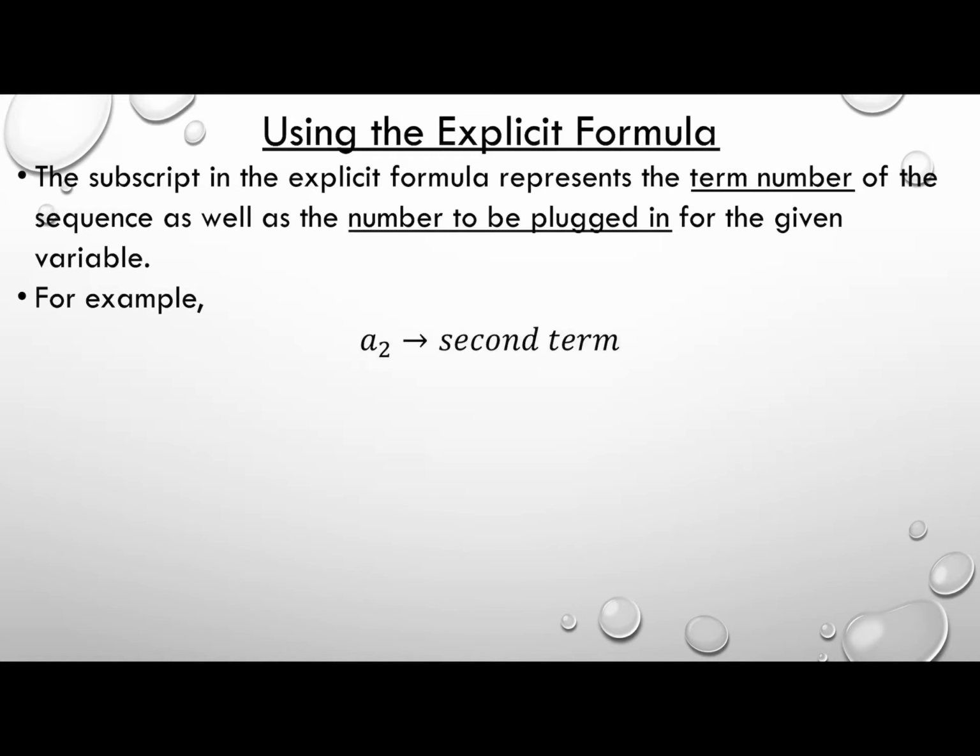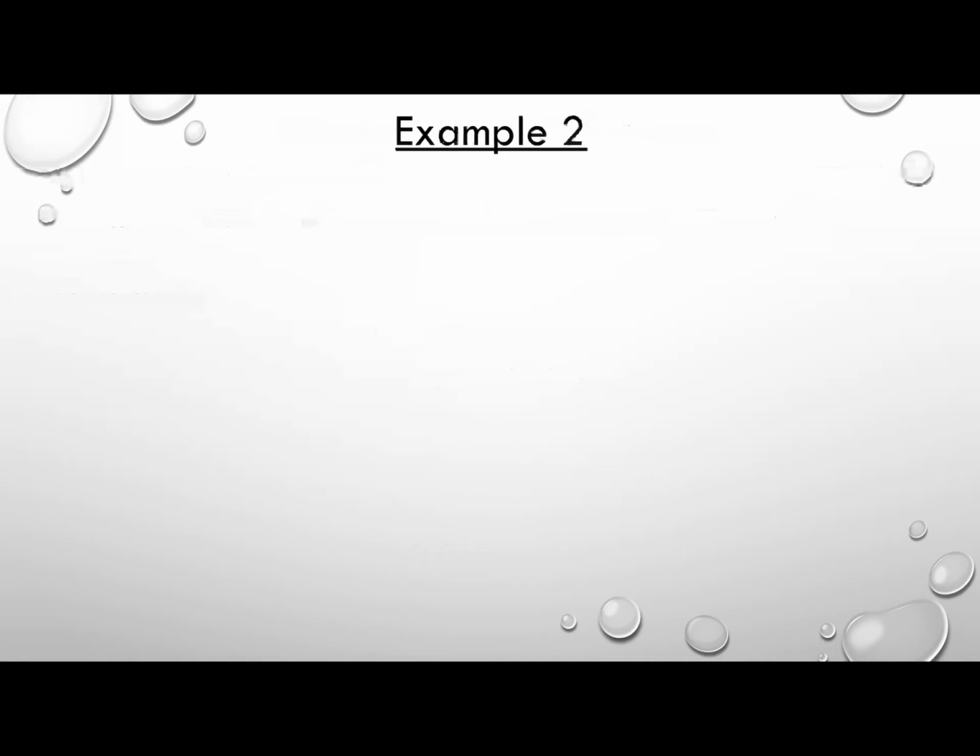So for example, a sub 2, right? So n is equal to 2 would represent the second term. A sub 10, if n was equal to 10, that would be the 10th term. Okay, so on and so forth. So that's the idea. Whatever that subscript is, that represents the term that you're trying to find. So if your subscript is 3, you're trying to find the third term. If your subscript is 4, fourth term, so on and so forth.